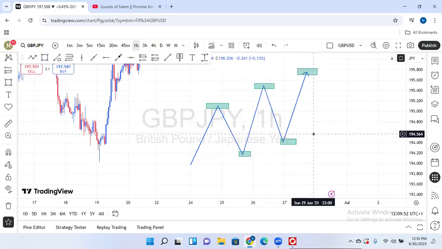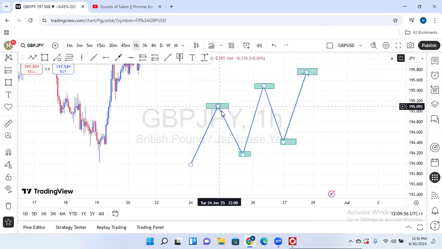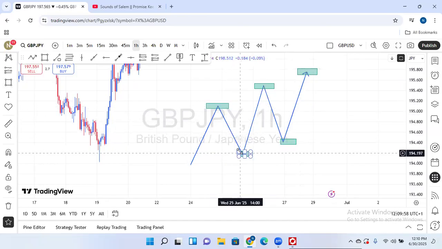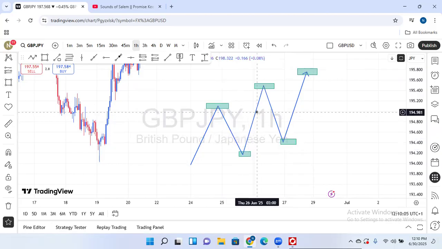Now, one of the ways to know that we are done with the sell and about to have a buy, which might not actually be a buy to break this high, but a buy that will go up before the sell continues, depending on whether the market is coming from a daily zone or 4-hour zone.